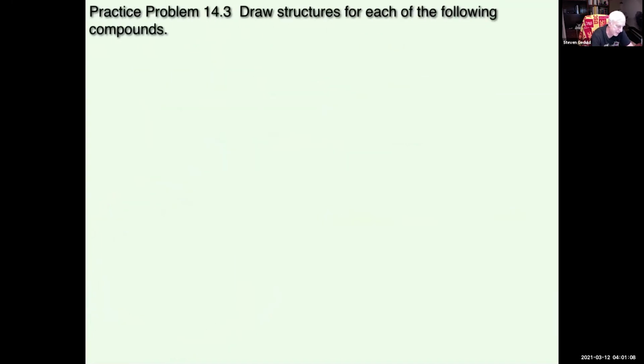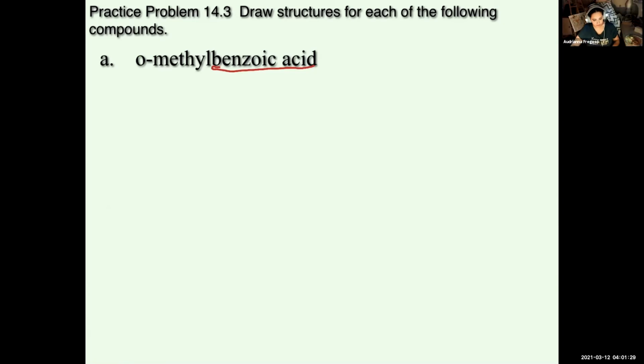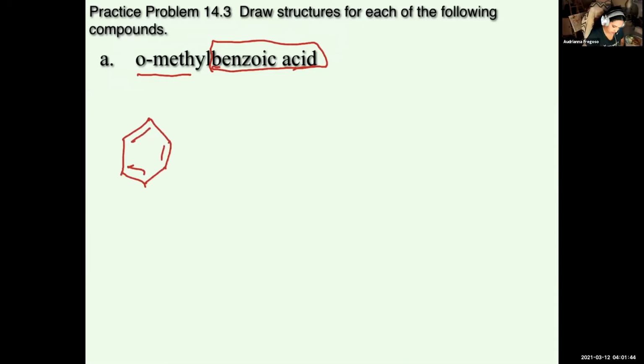Draw structures. All right, let's draw the structures. Ortho-methyl benzoic acid. Again, always just work backwards. Just makes life so much easier. Benzoic acid. Benzoic acid is a benzene ring with what attached to it? COOH. Perfect. That's exactly what I was looking for. You're right. So you draw a benzene ring, and then you attach a COOH anywhere. But we can attach it at the top, make it easy. COOH. That's benzoic acid.